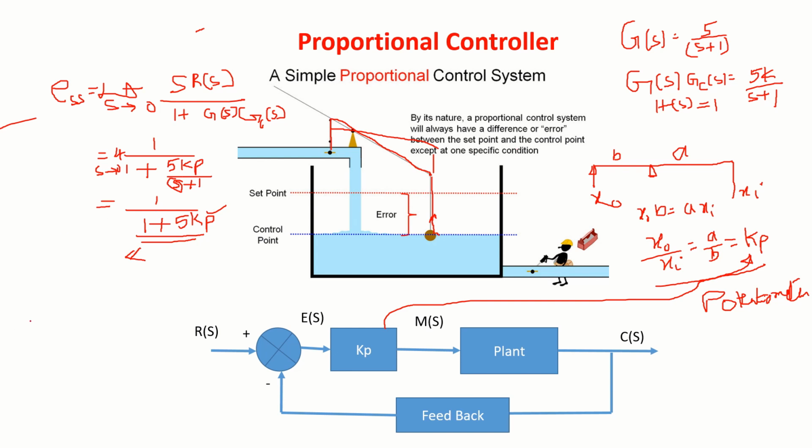By chance, instead, if this system is 5 divided by s into s plus 1, say a type 1 system if I take, then there will be s into s plus 1. This s is 0 means the whole thing is 0. Something divided by 0 is infinity. Then the error becomes 0. As the type increases, error becomes 0.